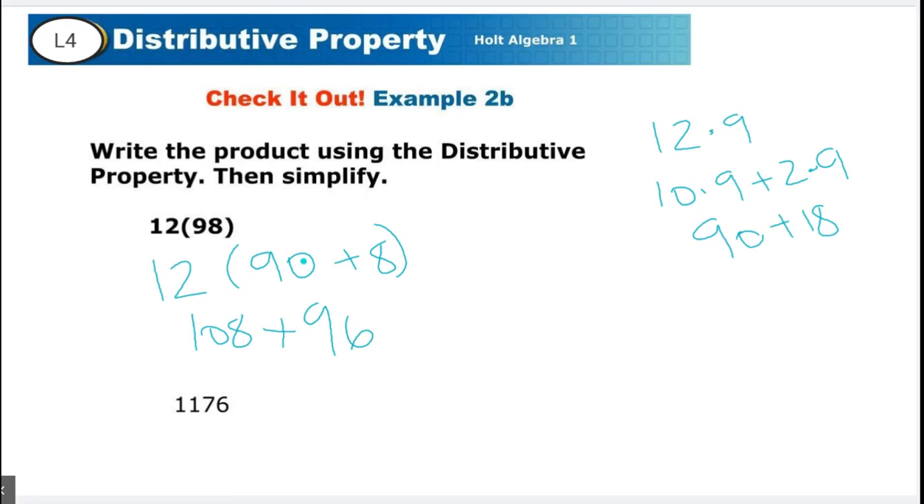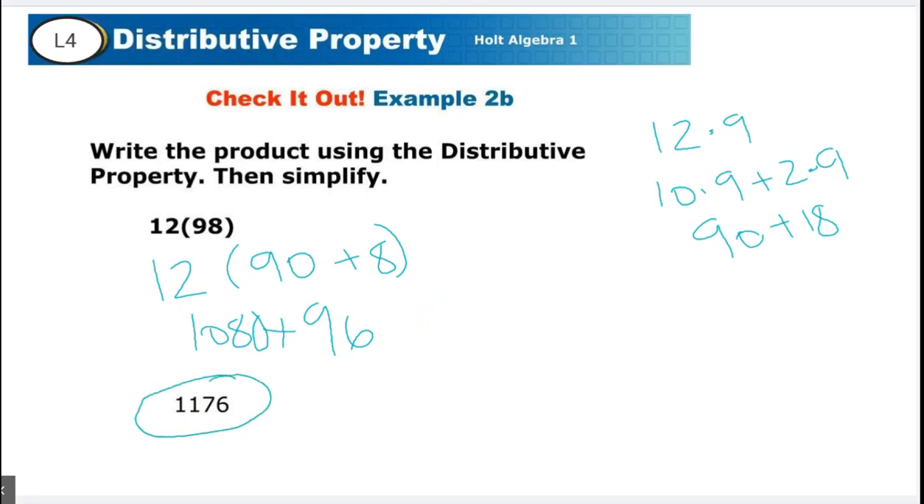Oh, you know what I forgot? It's 108, but it's 90. It's not just 9. I have to add a 0 there. That didn't look right. So it's not 12 times 9, it's 12 times 90. Okay, and then 96 plus 80 is 176. So it's 1176. All right.